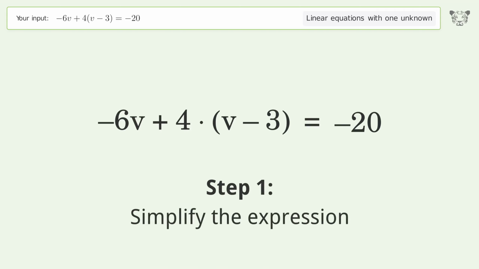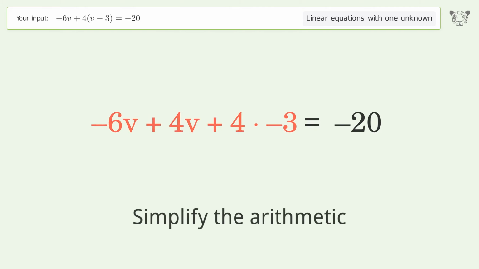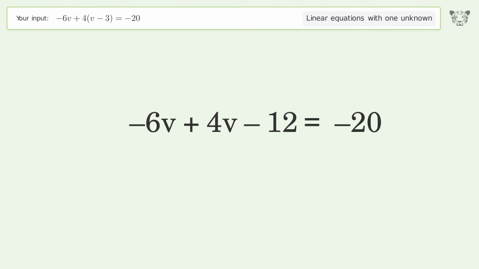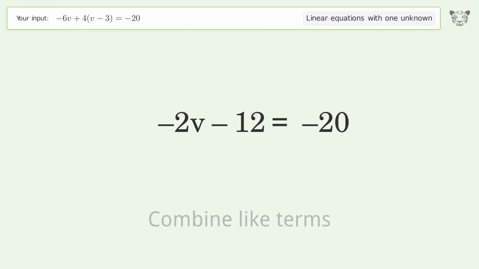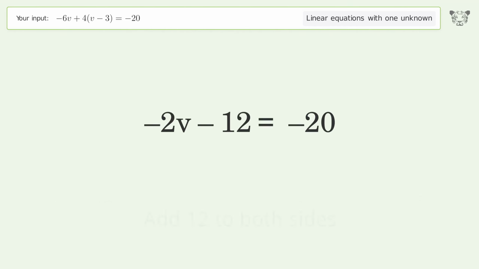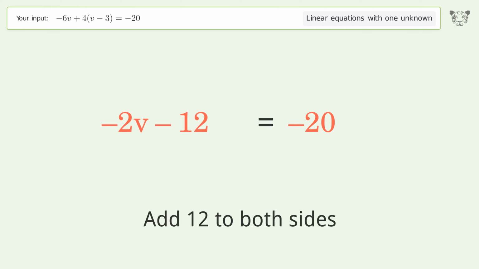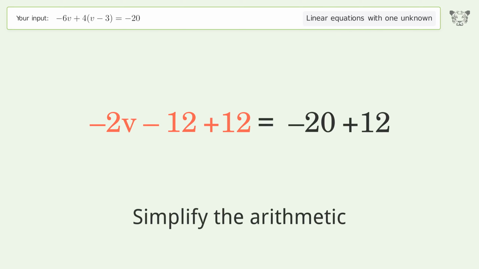Simplify the expression. Expand the parentheses. Simplify the arithmetic. Combine like terms. Group all constants on the right side of the equation. Add 12 to both sides. Simplify the arithmetic.